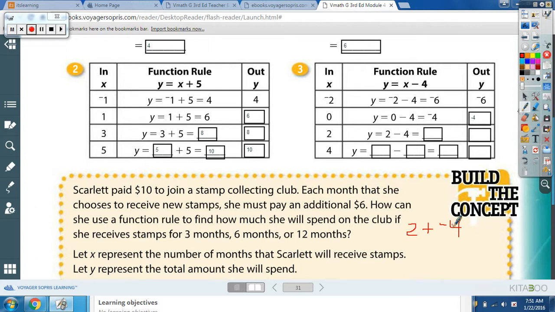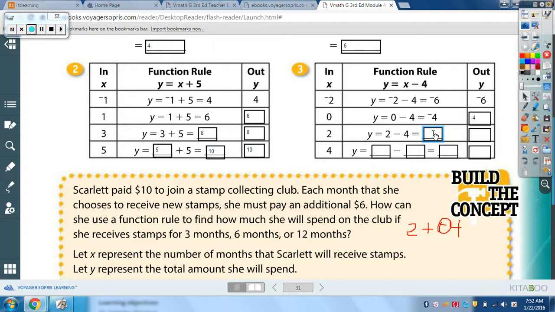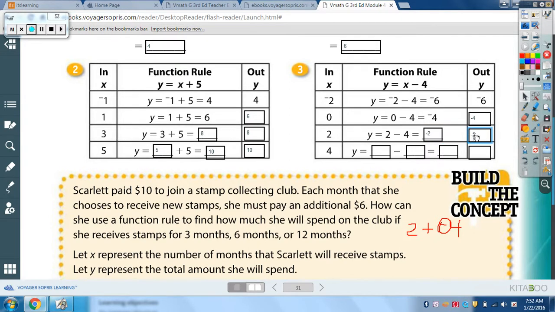Now we are adding unlike signs again. So we have 4. We're taking the smaller from the larger. So we have 4 minus 2, which is 2. And the one with the larger absolute value is 4. So we keep the sign of that original, which is negative. So therefore, our output here will be -2. Y will be -2.